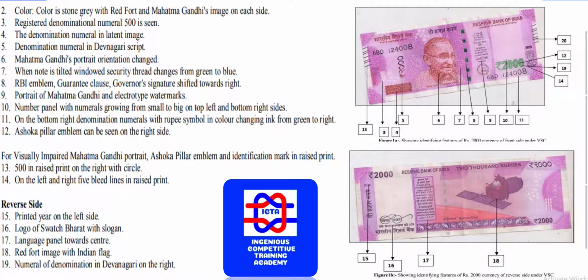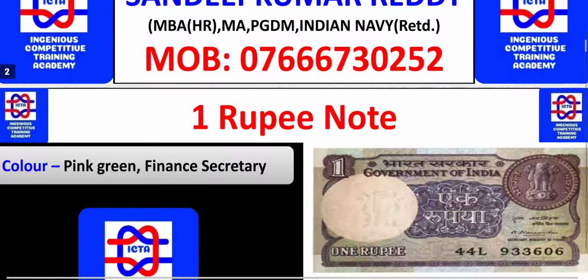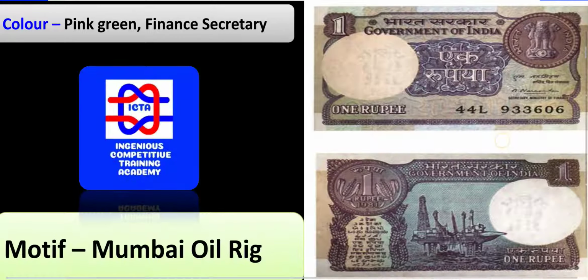So we have to remember the signature, the total number of languages given on it, and what exactly is given. Please remember, initially if we start with the 1 rupee note, the color is pink green, and this is the only note on which the finance secretary signs. The rest of the notes are signed by the Reserve Bank of India governor. Please remember who signs the 1 rupee note: the finance secretary. When it comes to the motif, we have the Bombay oil rig. You can see how the oil rig looks.